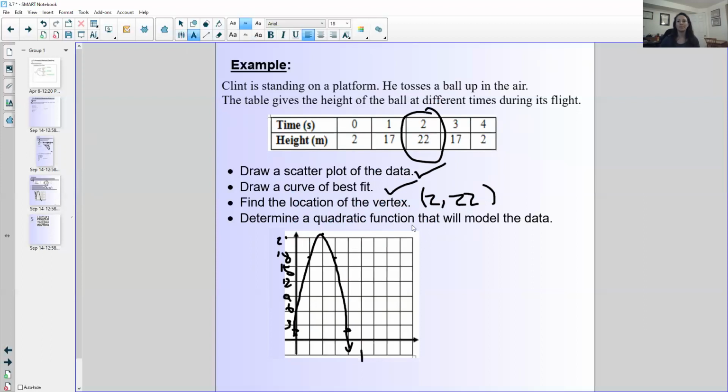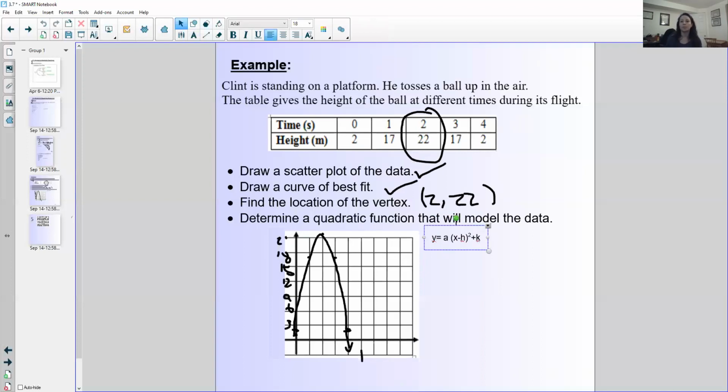So let's get typing. We're going to have y equals a times (x minus h) squared plus k. Let's just highlight this one up here, or superscript it. There it is. All right, substitute your h and your k value in.